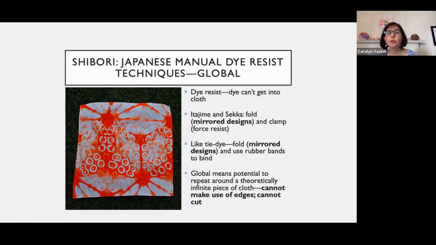Okay, so I want the potential to repeat around a theoretically infinite piece of cloth, but also I don't want to make use of cuts. So I don't want to make use of the edges because we don't have edges on a theoretically infinite piece of cloth. And also I don't want to cut because if you use cloth a lot, you know that if you make a cut in a piece of cloth, you can't really sew it back together and not have a loss. And you can't glue it back together really well either.